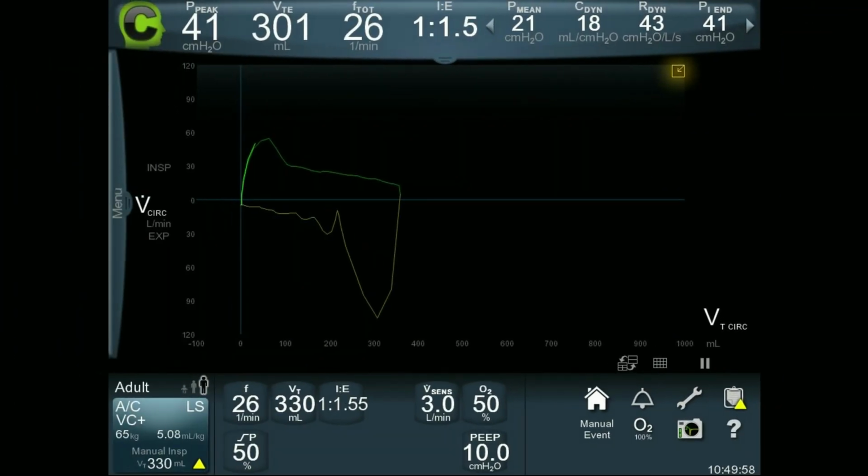And this is another patient with airflow resistance in both inspiration and expiration. You can see that big expiratory scoop. We were unclear why the resistance was so high. The inspiratory resistance was 43 centimeters of water per liter per second.